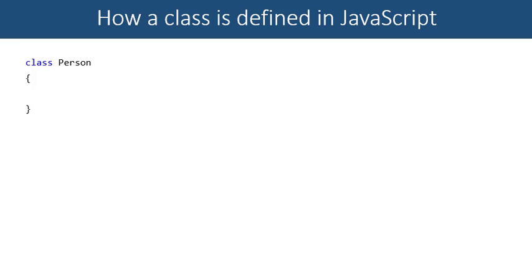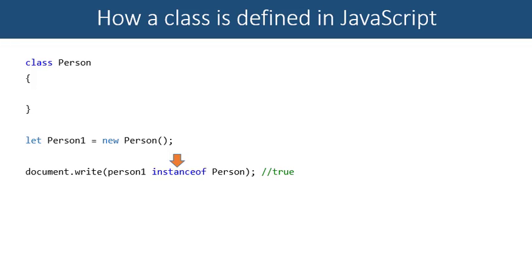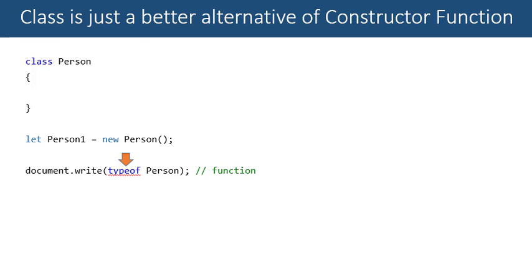Let us see how a class is defined in JavaScript. To define a class, you write the class keyword and then name of the class. In this case, name of the class is person. Then within a pair of curly braces, you write the methods and properties of the class. And then you instantiate objects from the class, just like instantiating objects from the constructor function. The syntax is same. You can use the instanceof operator to check whether the person1 is instance of person class. It returns true. Similarly, you can use typeof operator to check the type of person class. So a class is just an enhanced syntax of constructor function.